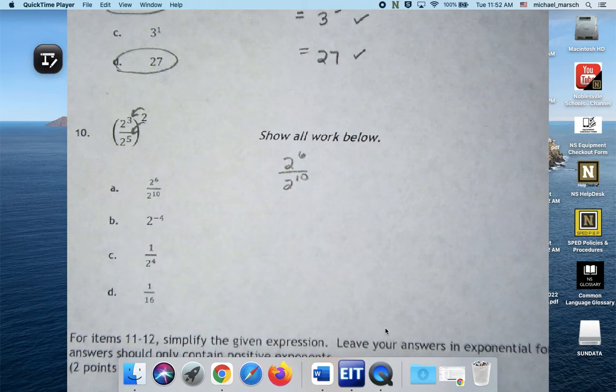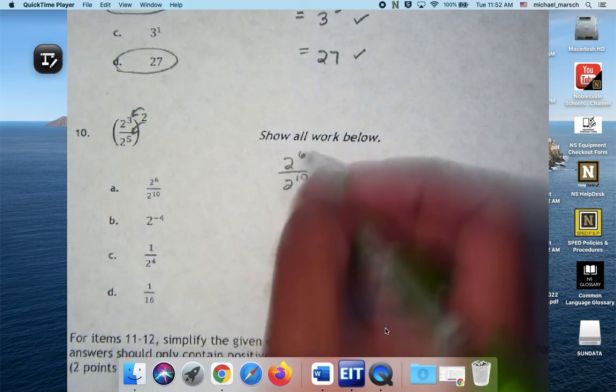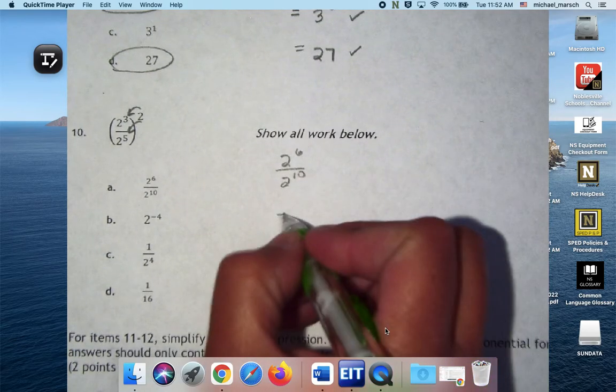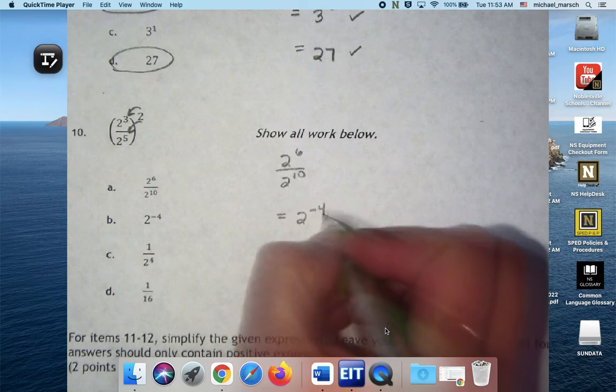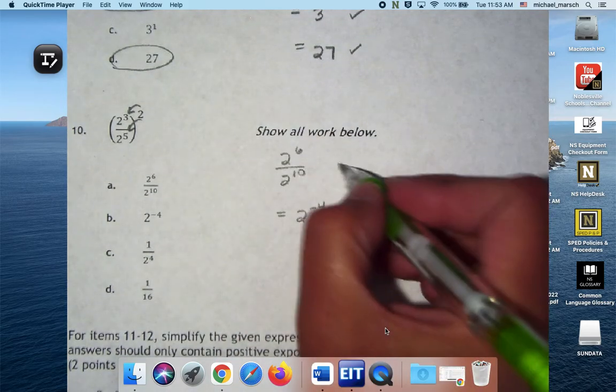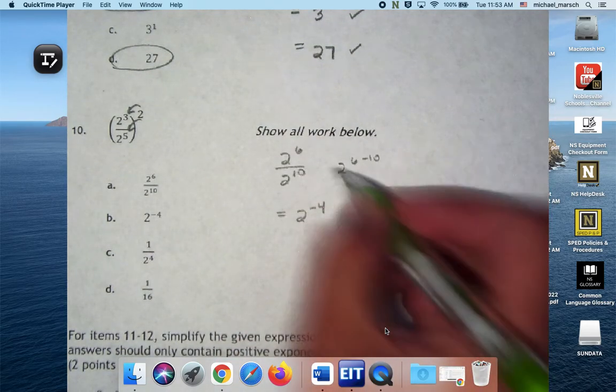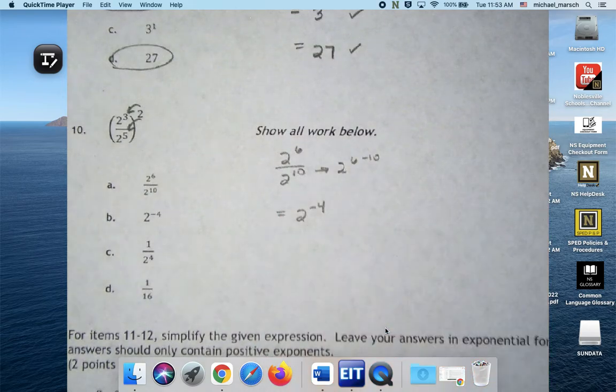Now I have a division problem. What do I do with my exponents when I have a division problem? Subtract. So what's 6 minus 10? Negative 4. Right? I'm going to do 2 to the 6 minus 10, so then I'm going to get 2 to the negative 4th.